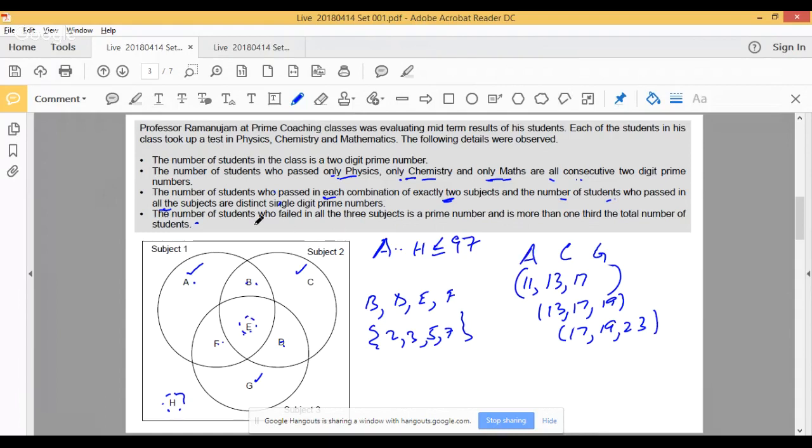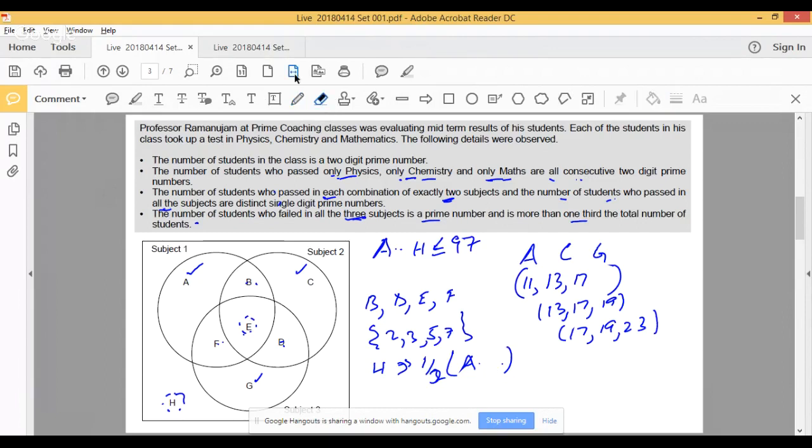And the last one says the number of students who failed in all three subjects is also a prime number and is more than one third of the total number of students. So H is also a prime number and it is more than one third of the total number of students. So H is more than one third of A to H, which means if I take H out, A should be greater than half of the rest of all this, A to G, right?